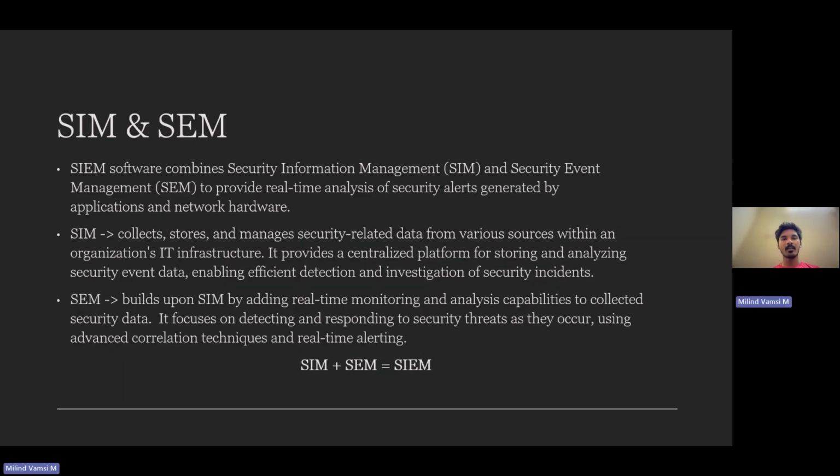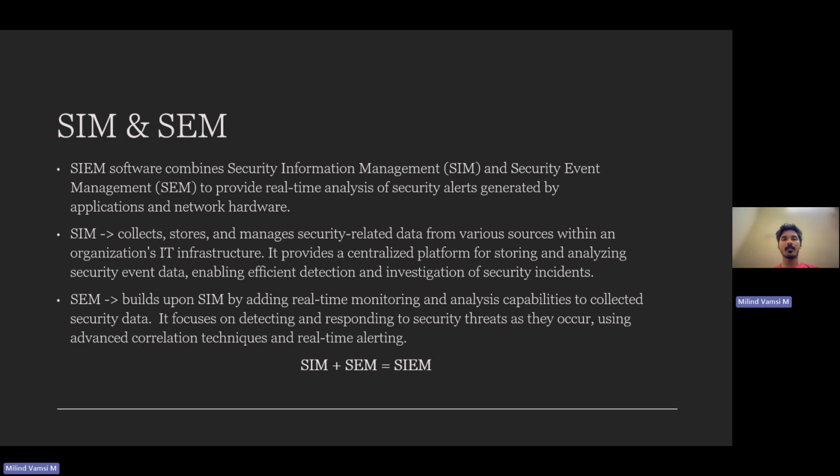SIM and SEM. What is SIM? SIM is the technology that was initially introduced for the IT team to manage their logs. It is short for Security Information Management. It refers to the collection of log files and storing them in a central repository for later analysis. So basically, it provides a centralized platform for storing and analyzing security event data, enabling efficient detection and investigation of security incidents.